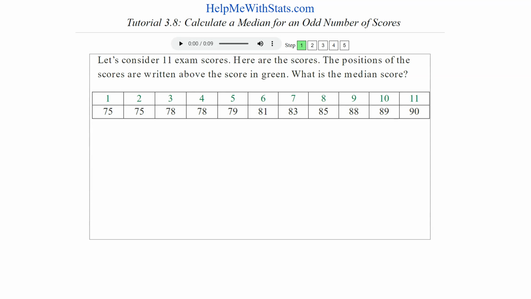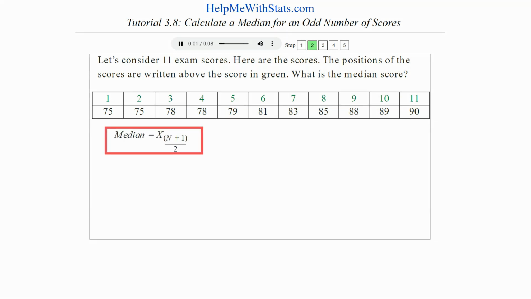HelpMeWithStats.com was used to create this tutorial that can help us calculate a median for an odd number of scores. Let's find the median score of 11 exam scores. The exam scores are in black, and the position of the score is above the score in green.